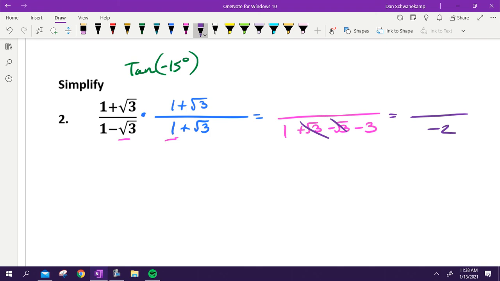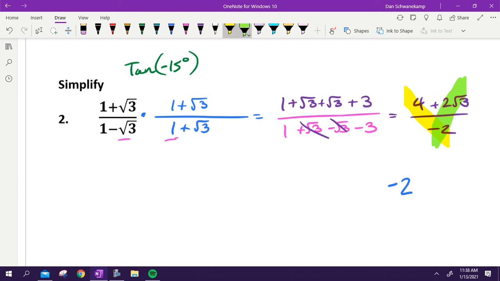On top, I get 1 plus radical 3, plus another radical 3, plus 3. 1 plus 3 gets you 4. Radical 3 plus radical 3 gets you 2 radical 3. Then you simplify. 4 divided by negative 2 is negative 2. Don't forget the negative sign when you simplify. And that divided by negative 2 is going to get me negative radical 3. There's my answer. Yes, ma'am.